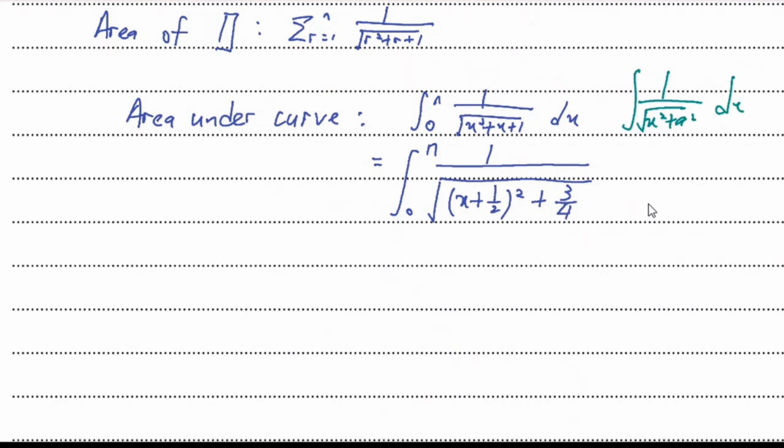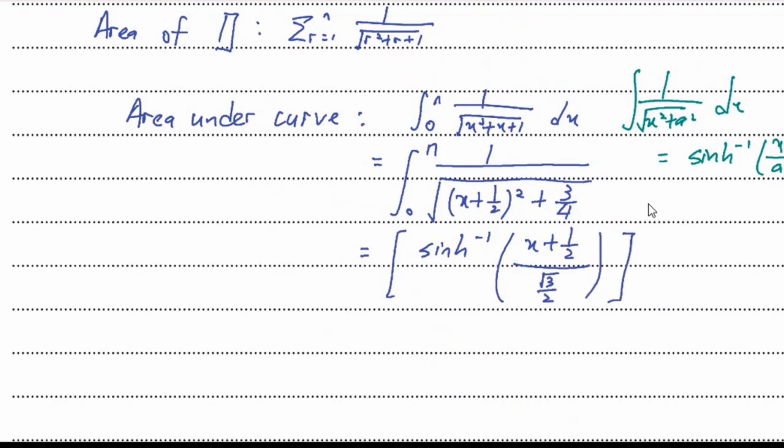So we know that when we integrate this one here, it gives us arcsinh of x over a. From here, we will get arcsinh of x, this is our x, over the a here, which is root 3 over 2, because the 3 over 4 is the a squared itself, so a is root 3 over 2. And we are supposed to evaluate it at n and also 0.